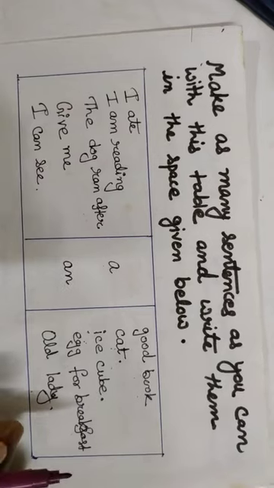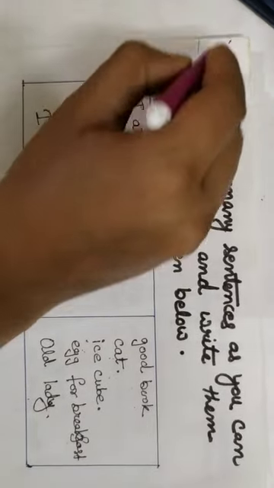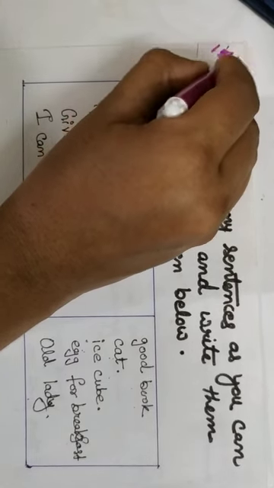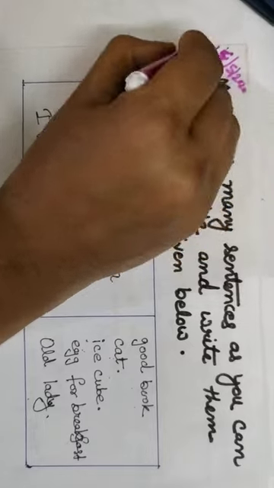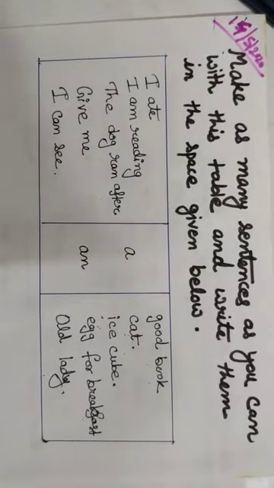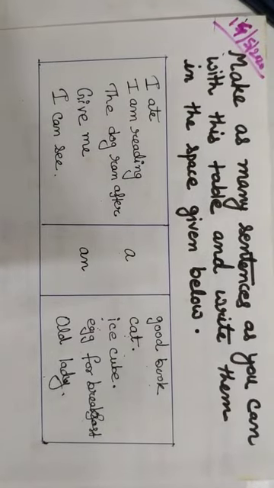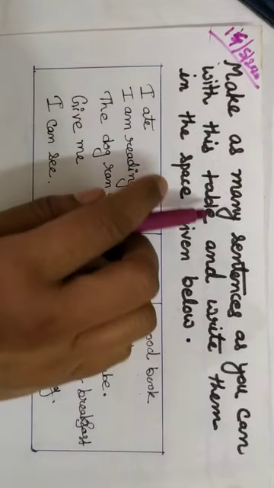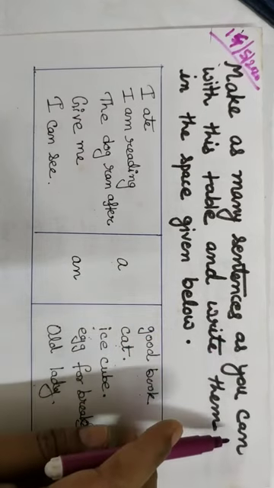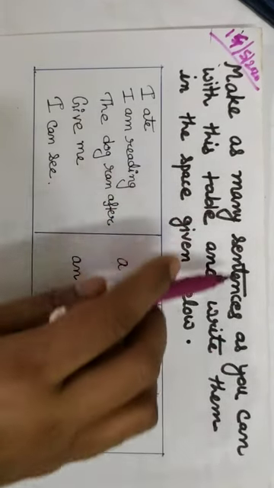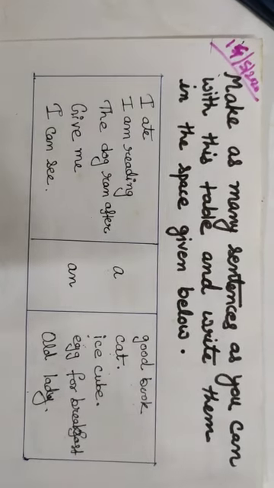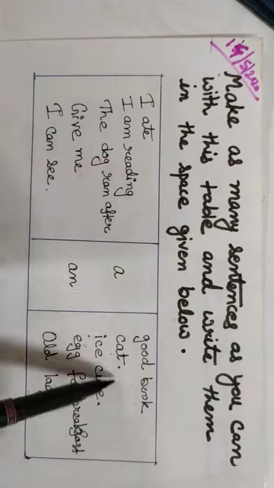So you will put the date, today's date, that is 14th May 2020. Okay. And then you start doing it. What does the question say? Make as many sentences as you can. It means जितना sentence आप बना सकते हो उतना आप बनाइए. How? With this table. Table is given.